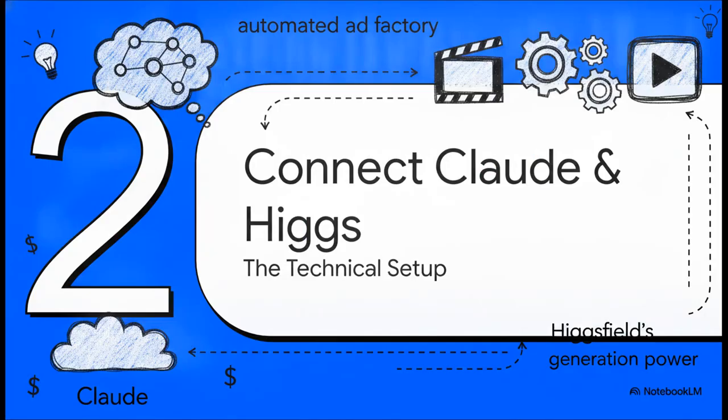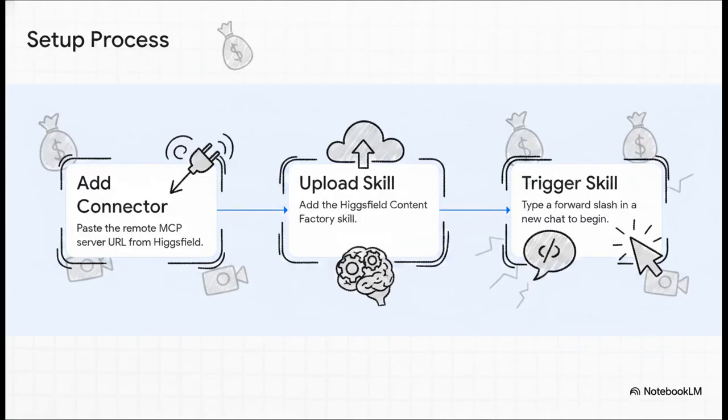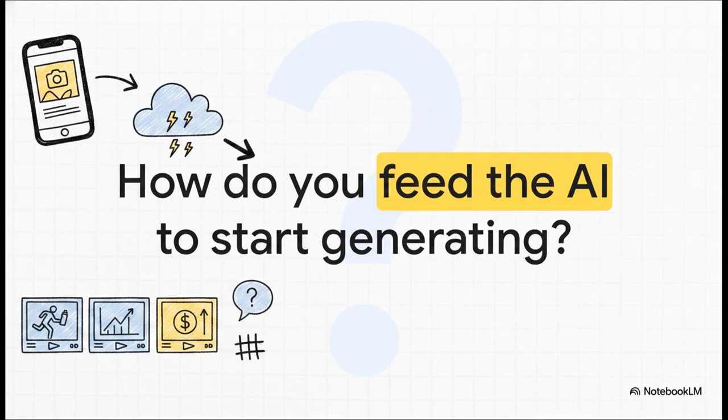Moving on to Section 2. Connecting Claude and Higgsfield, where we explain the technical setup. Now, you might be thinking this requires some kind of crazy complex coding, but honestly, it's basically just 3 simple steps. First, you head into Claude settings and add a custom connector. You just use an MCP remote server URL from your Higgsfield account to act as a bridge. Second, upload the Higgsfield content factory skill, which is basically the brain of the whole operation. And finally, you just open a new chat, type a /, and select that skill to wake the system right up. Super simple.